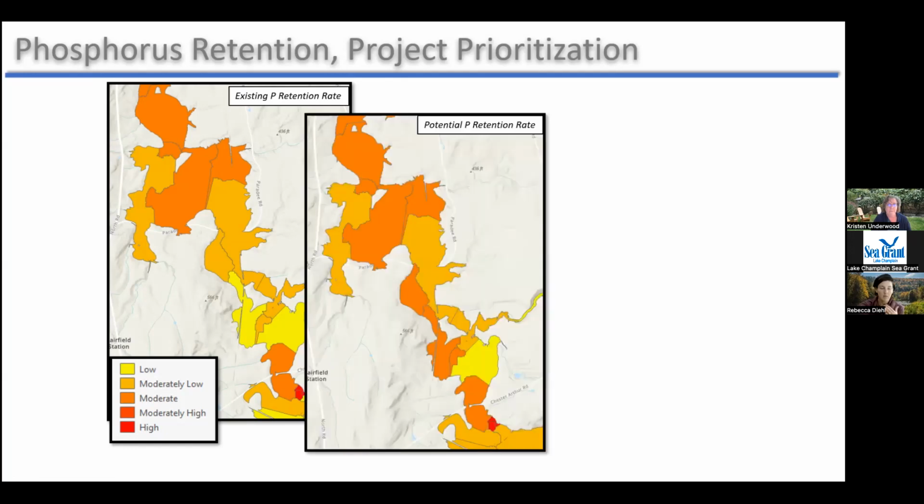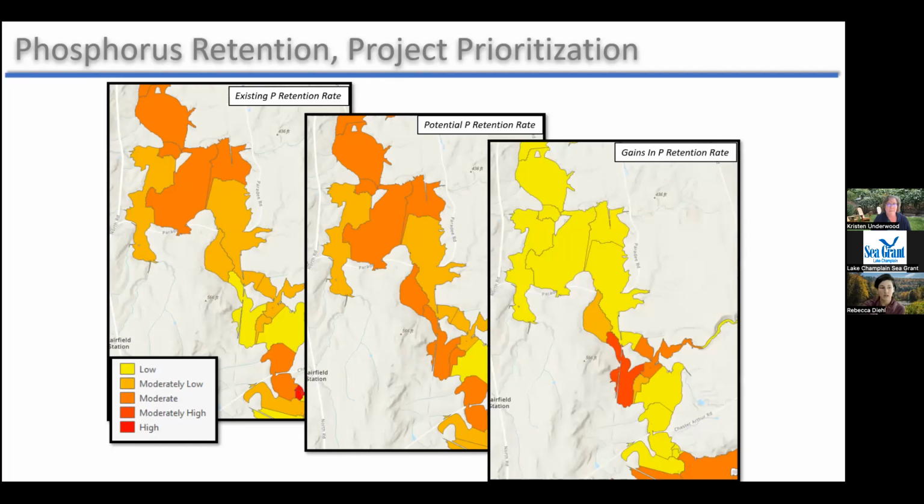We can play the game of improving hydrologic connectivity, because we know that's a really strong control on these deposition rates, and look at the potential retention rates or deposition rates. And then we can also look at the difference between potential and existing to identify areas that might be ripe for restoration projects.